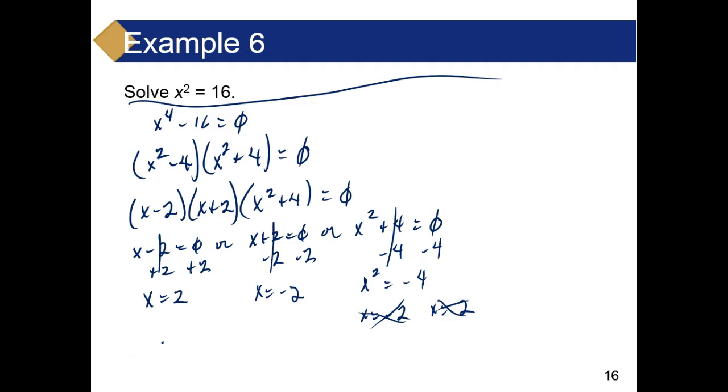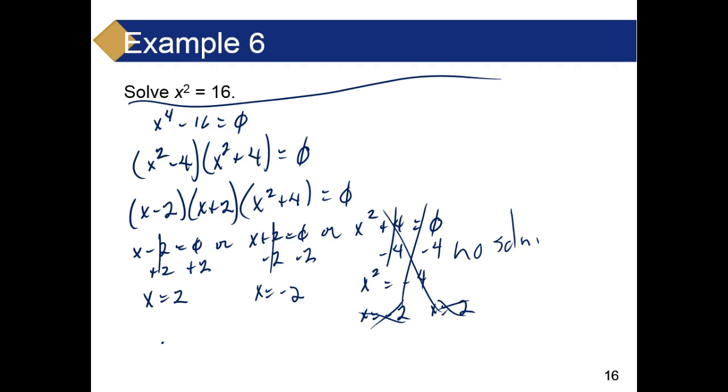Now, I was sort of hoping someone would tell me this at this step when I said x squared plus 4 is equal to 0. X squared is always what? We just said it. Positive. You add 4 to a positive number, are you ever going to get 0? Never. Okay? So it's not going to happen. This has no solution. So we only have 2 solutions.